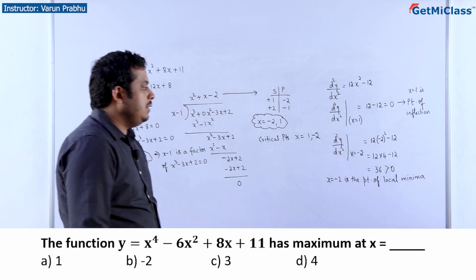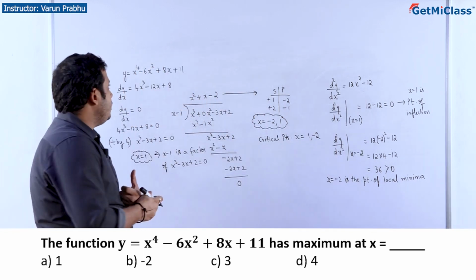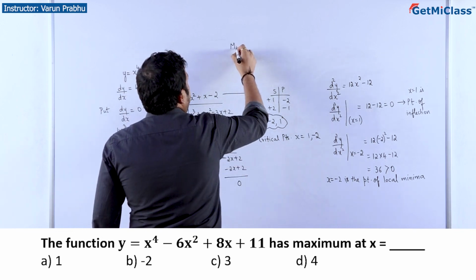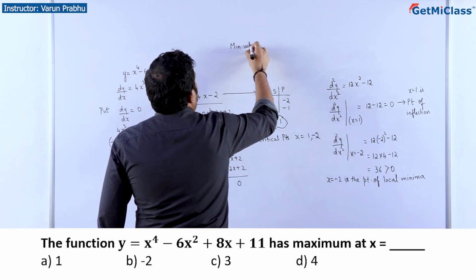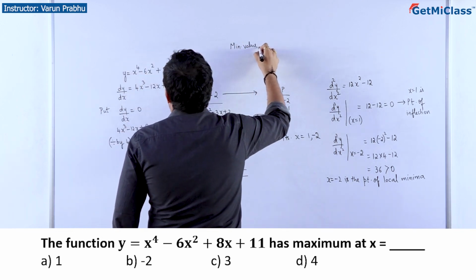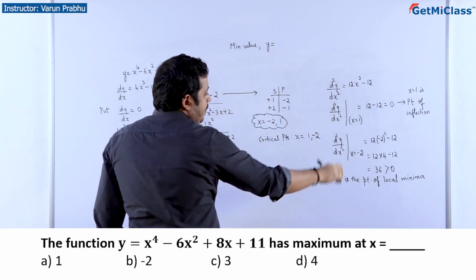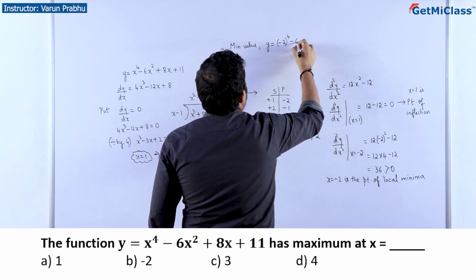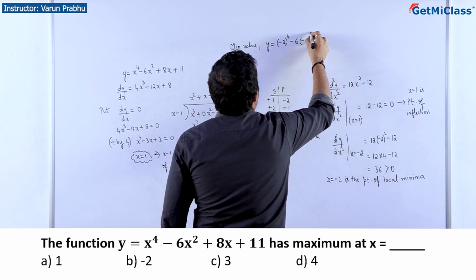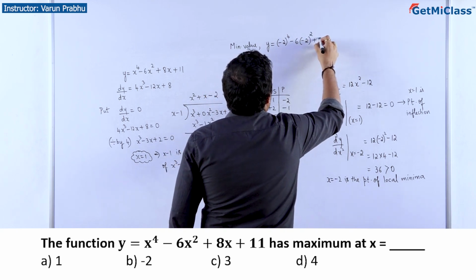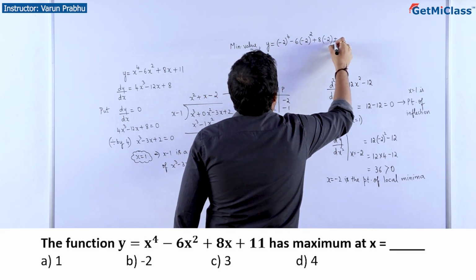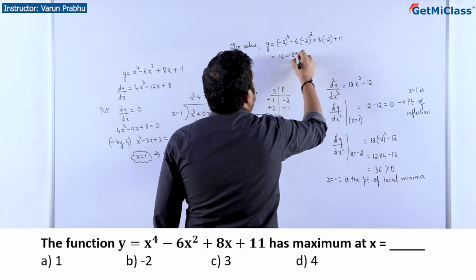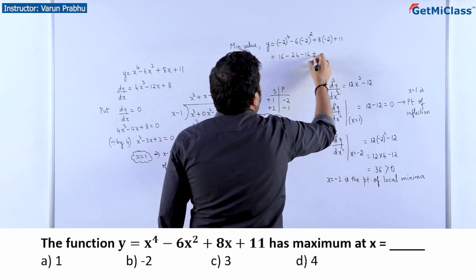We have seen all this in the theory. Is it right? Question is asking you to calculate the minimum value now. Minimum value of y is equal to minus 2 to the power of 4 minus 6 into minus 2 the whole square plus 8 into minus 2 plus 11. So what is the answer that we get? 16 minus 24 minus 16 plus 11.